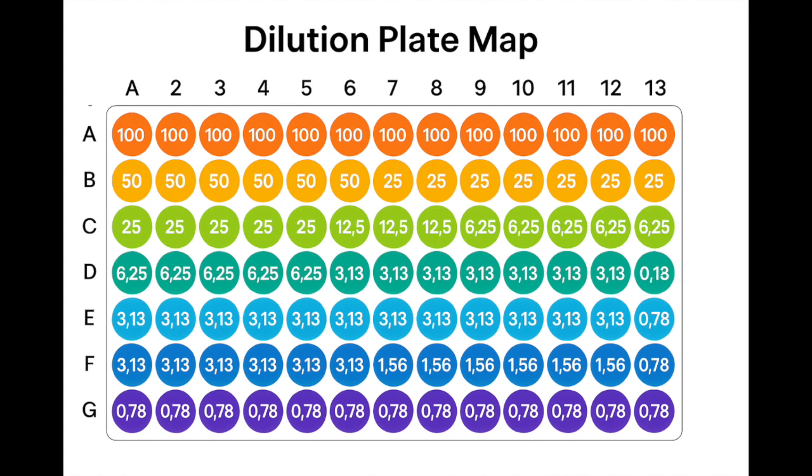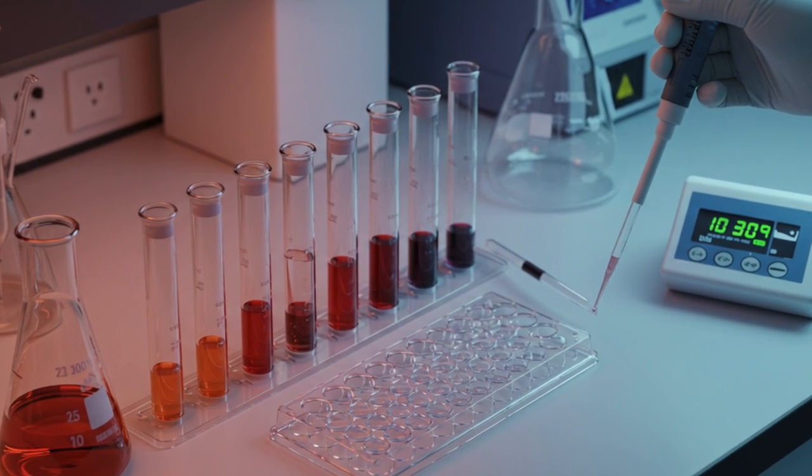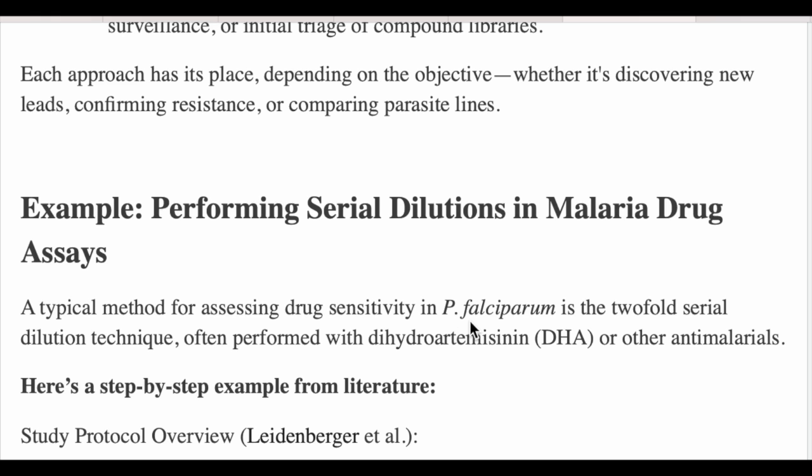So let's look at an example. In this example, we're looking at performing serial dilutions in a drug assay. This is in the malarial setting, but it applies in other settings as well. A typical method for assessing drug sensitivity in P. falciparum is the twofold serial dilution technique, often performed with dihydroartemisinin, or DHA, or other antimalarials.